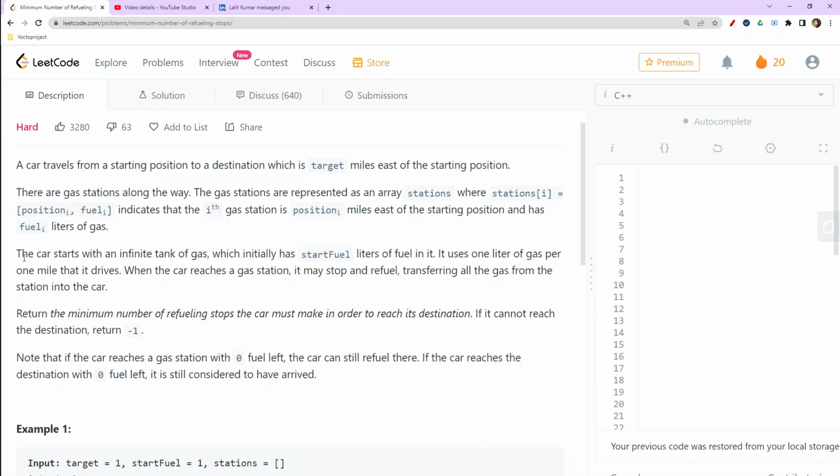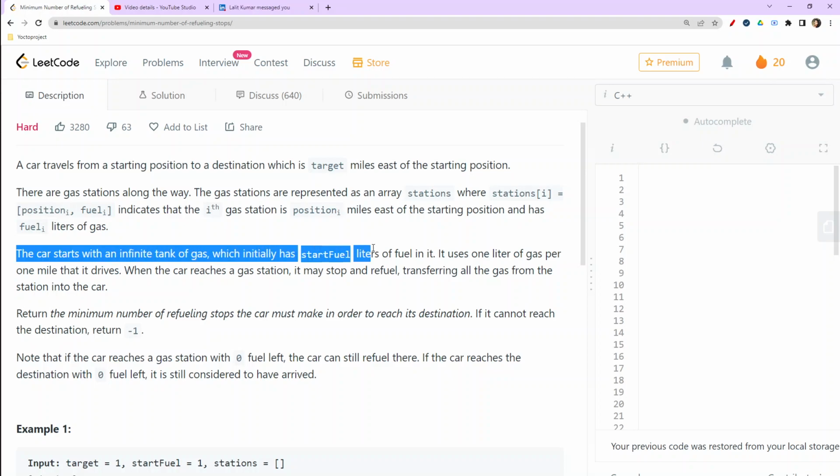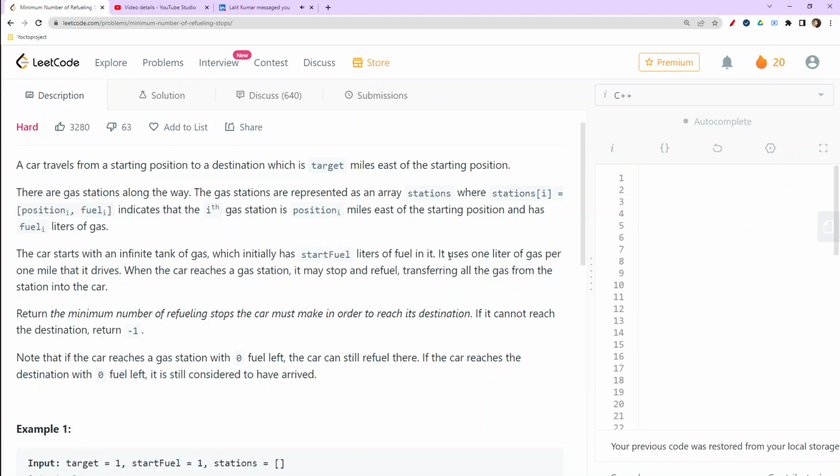And then next it says the car starts with an infinite tank of gas, but initially has startFuel liters of fuel in it, because if it doesn't have any fuel then we won't be able to go ahead. And then it uses 1 liter of gas per 1 mile it drives. So this is the best thing which we got here. That's why we can use position and fuel interchangeably in this question.